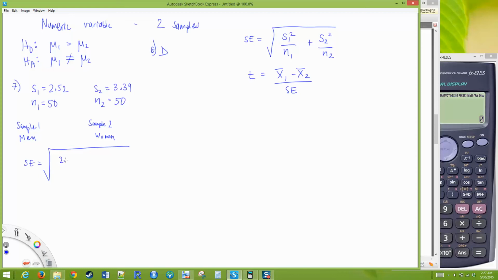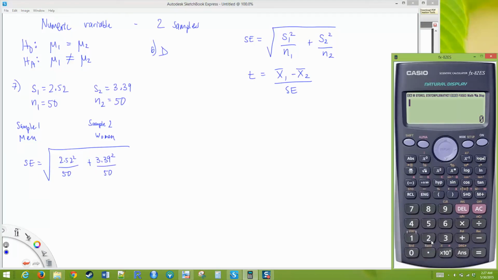And we have 2.52 squared over 50 plus 3.39 squared over 50. Okay, so let's punch this into the calculator. 2.52 squared divided by 50, plus 3.39 squared divided by 50, and then I'm going to take the square root of that number.